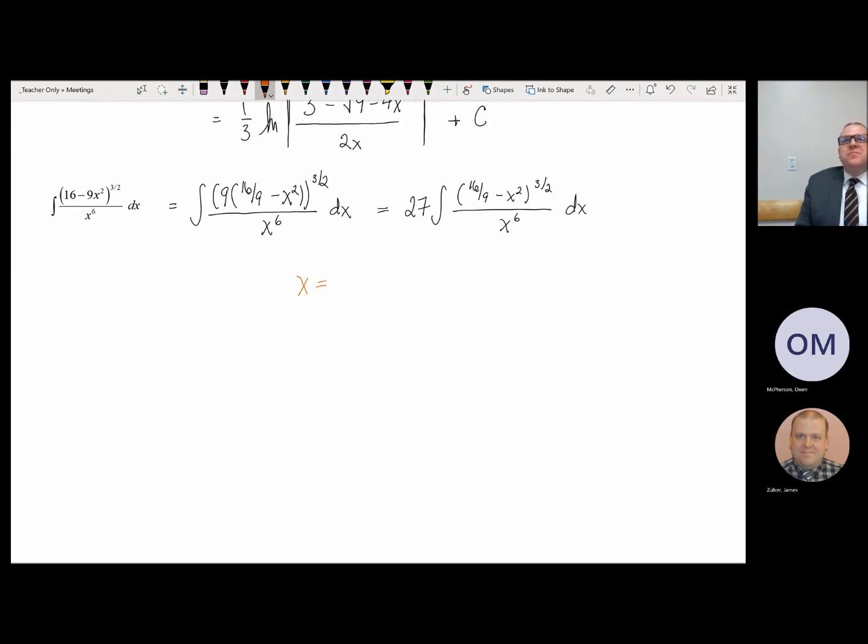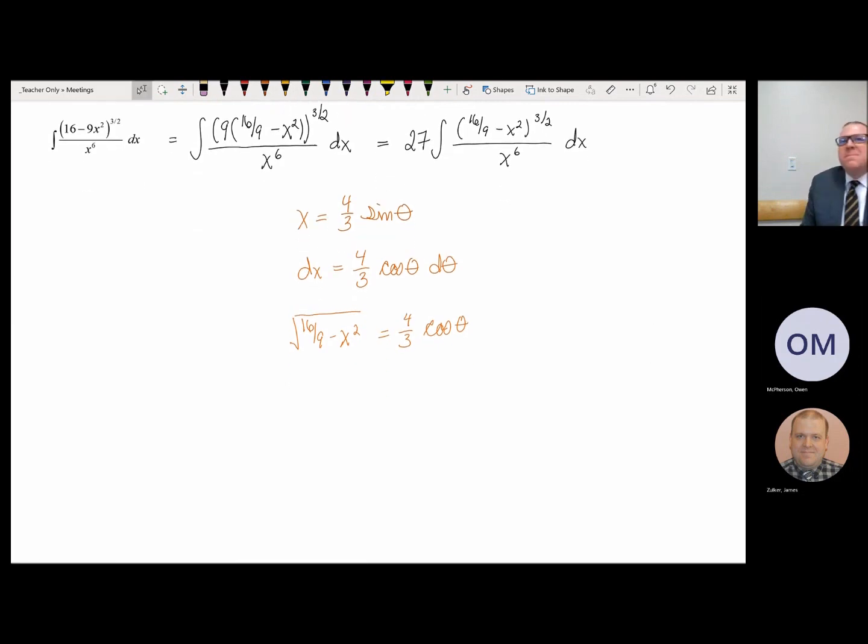Four thirds. A squared is 16/9, right? That means a is 4/3. That would make dx 4/3 cosine theta d theta, and then the square root of 16/9 minus x squared is 4/3 cosine theta. It's going to be fun.